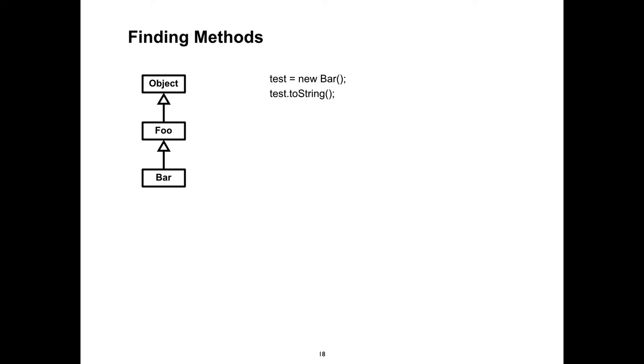Some examples of where the idea comes from: in Java, there's an object just on top, and you get subclasses. So when I request a method on bar, does bar handle it or not? If the answer is yes, we're done. If the answer is no, then you look at the parent class and say, does it have the method or not? If the answer is yes, we're done. Otherwise, we go up. What happens if the object doesn't handle it?